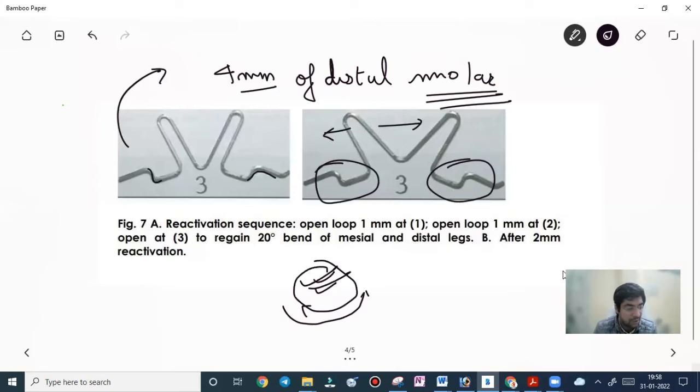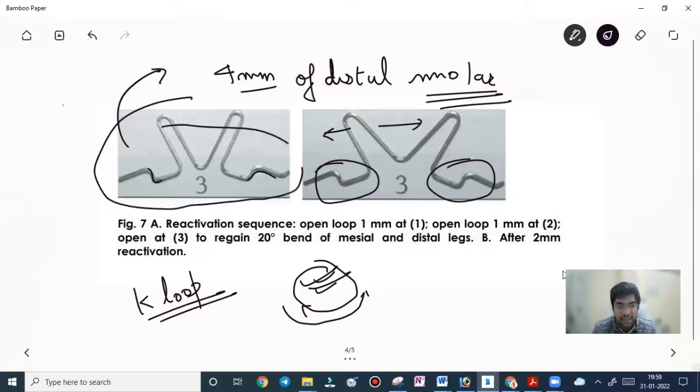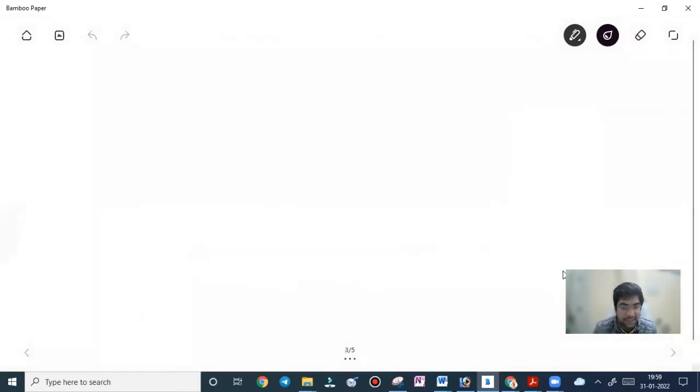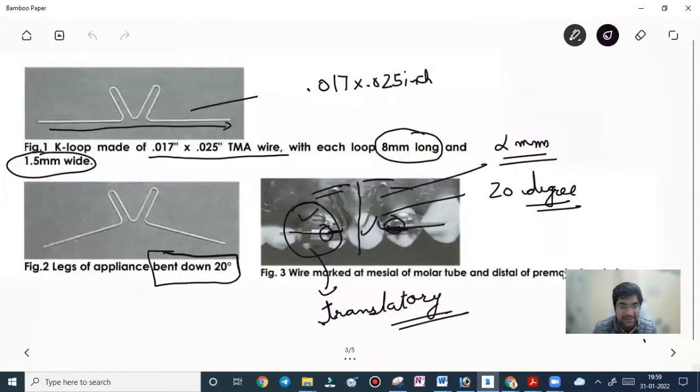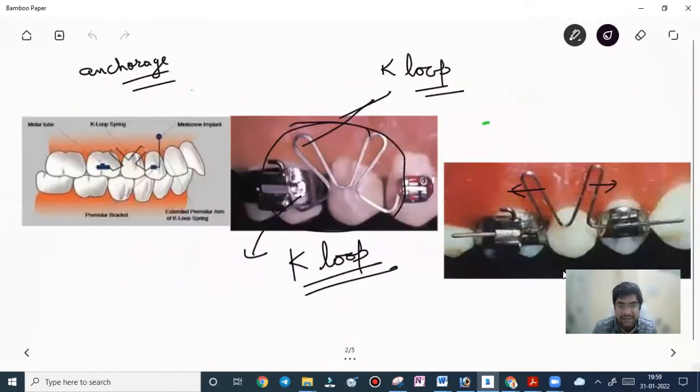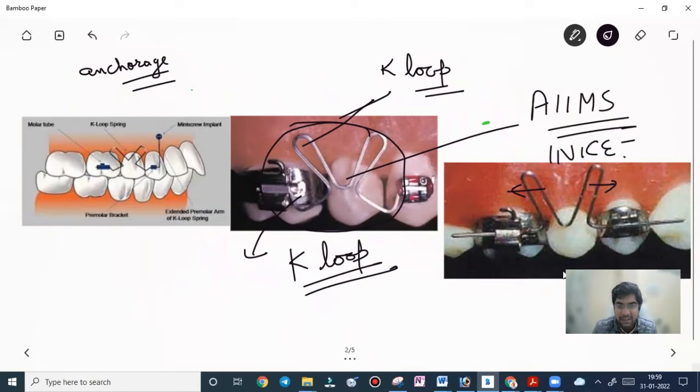So this was all about the K loop. It is important, as per your NEET entrance exam, there was a question asked, identify this appliance. So we have discussed the appliance that is K loop. This figure was asked in your AIIMS exam. Identify this. So remember it for your updates.